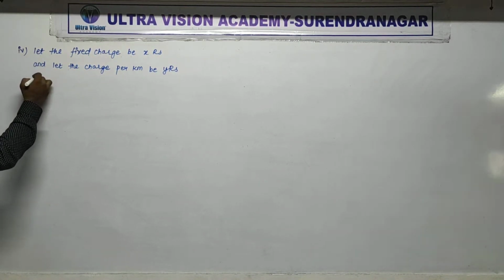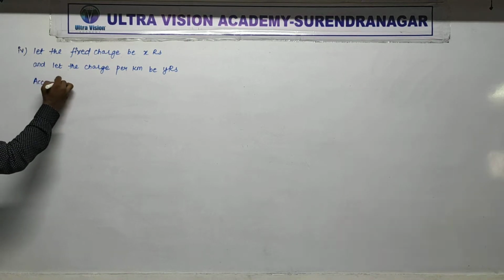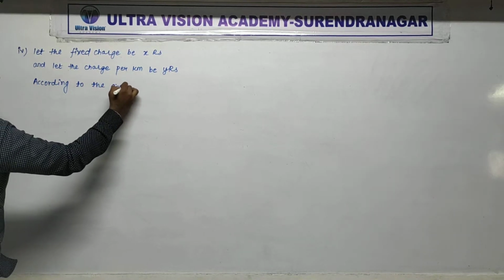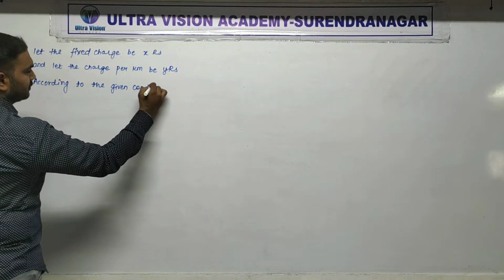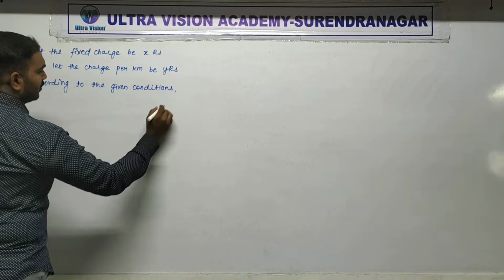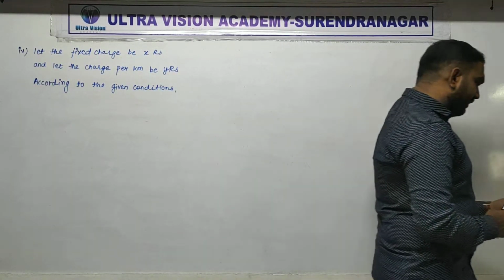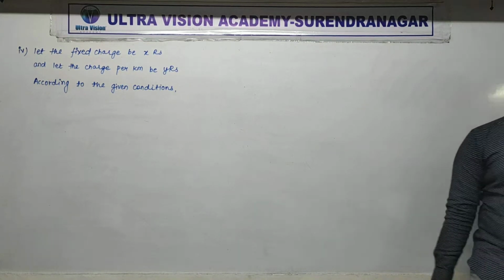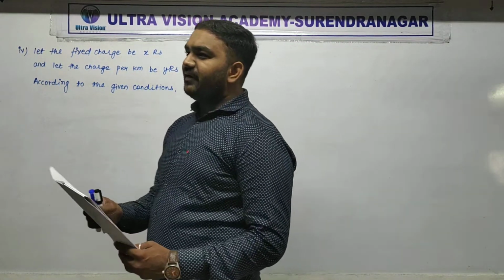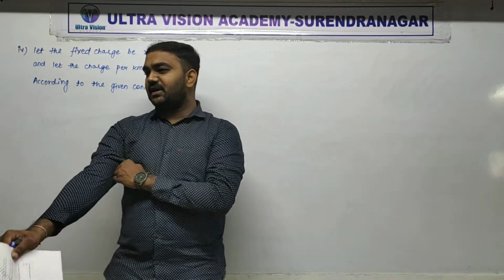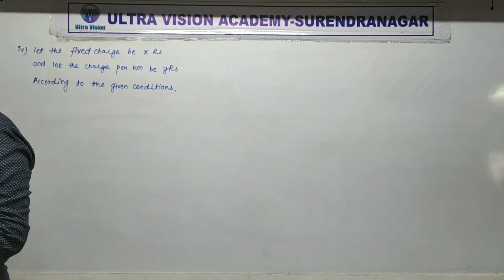Now see, what are the conditions given to us? If a person travels 10 kilometers, he will have to pay 105. If a person travels 15 kilometers, he will have to pay 155 rupees. And then we need to find out, if the person travels 25 kilometers, how much charge does he have to pay?